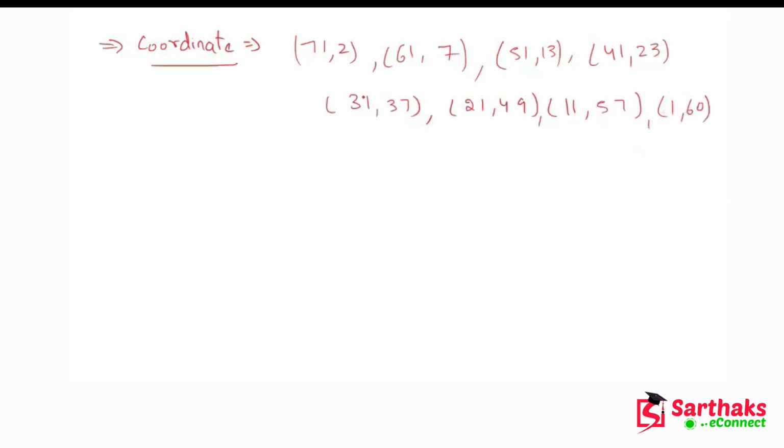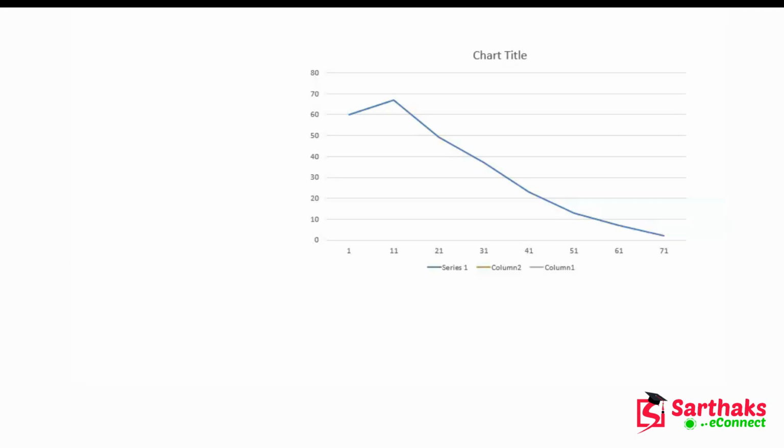So these are the what? These are the coordinates. On the x-axis we have to plot the lower class limits values. Okay, and on the y-axis we have to plot the cumulative frequencies. So our graph looks like this.